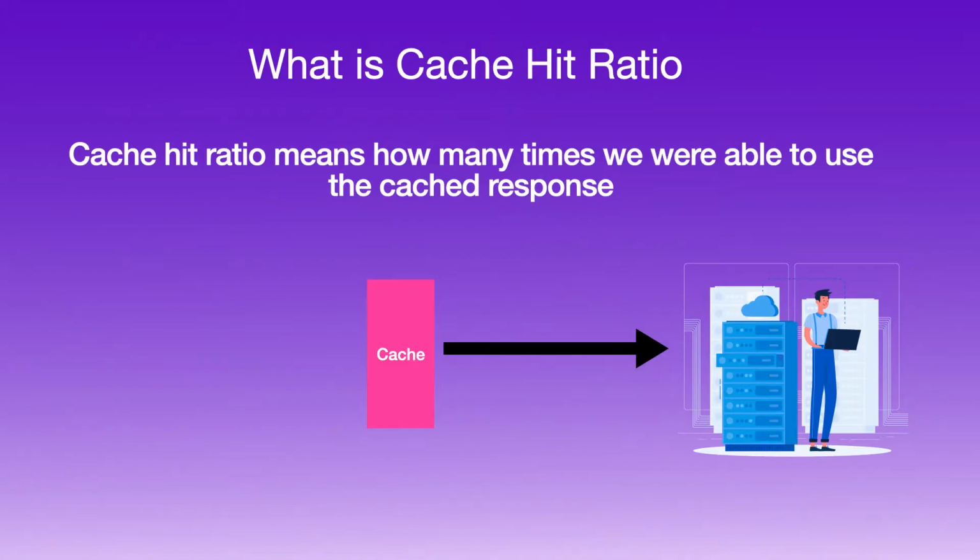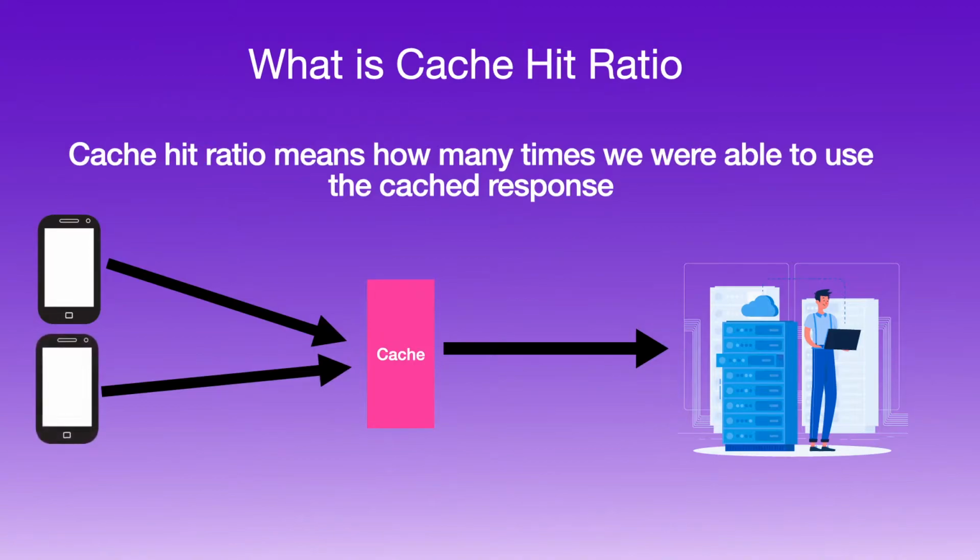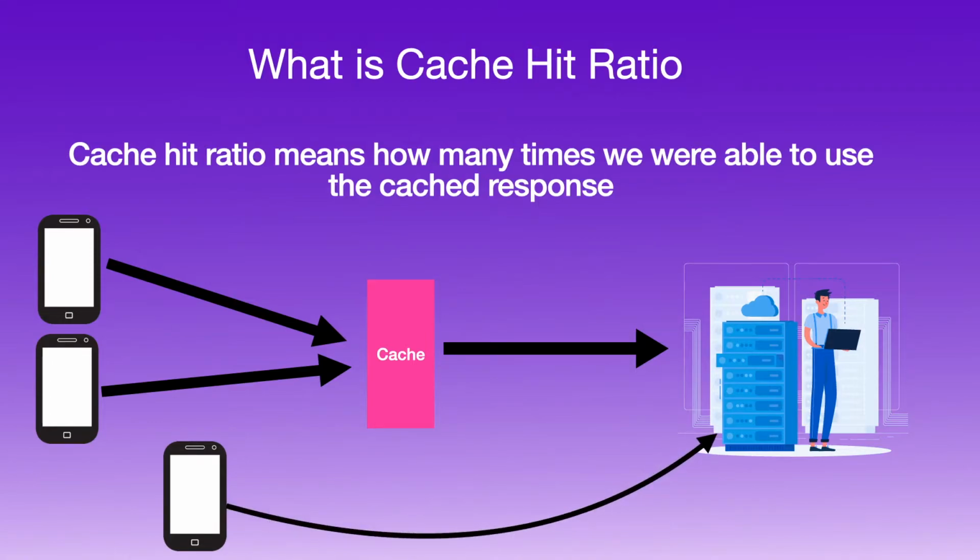So let's take a scenario where we have a cache and an origin server. Now one of the clients came and got a response from the cache. Another client came and it also got the response from the cache. Now let us assume that there is a third client and it was not able to get the response from the cache, so it got the response from the origin server. In this scenario we can see that 2 out of 3 requests are served from the cache. So the cache hit ratio is 2/3, that is 66%. A cache hit ratio is an important metric to check the performance of our caching system.